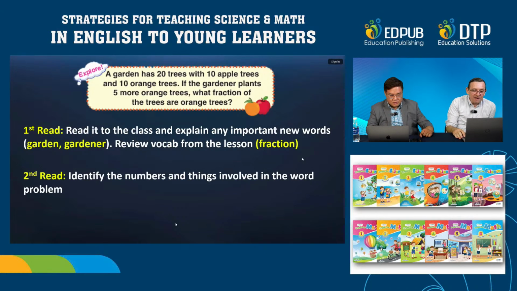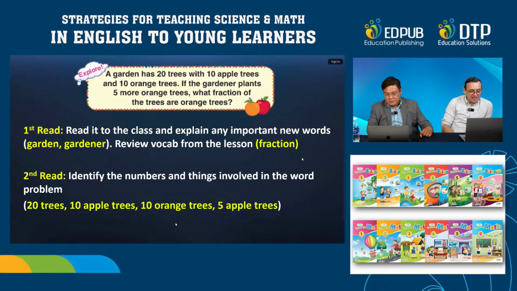We identify the numbers and things involved in the word problem. So we've got 20 trees. We've got 10 apple trees, 10 orange trees, and then we've got 5 more. Oh, I've made a mistake. It should be 5 more orange trees. Okay, sorry.